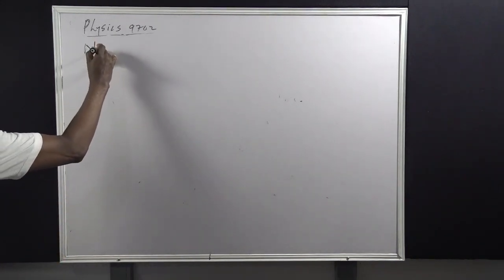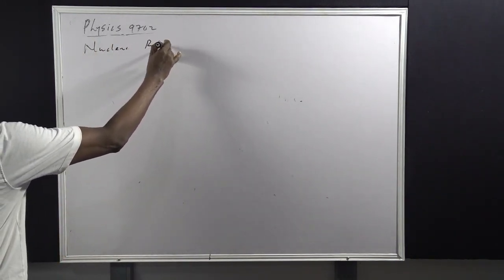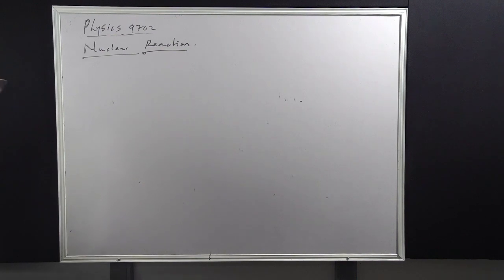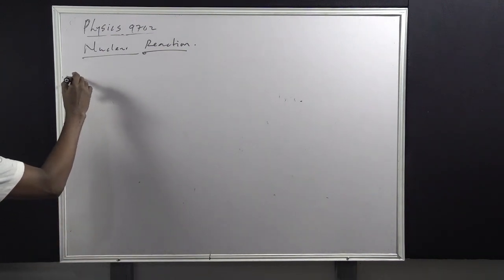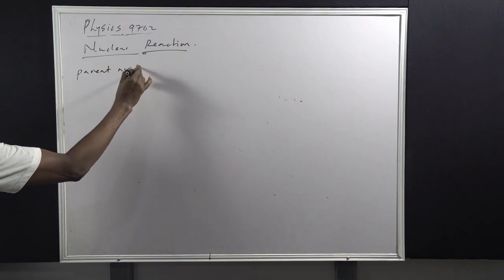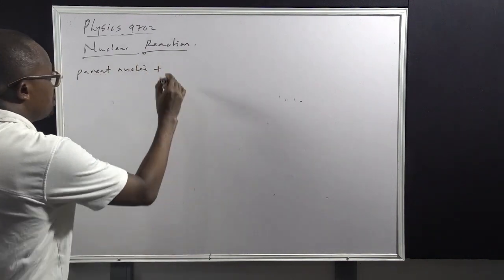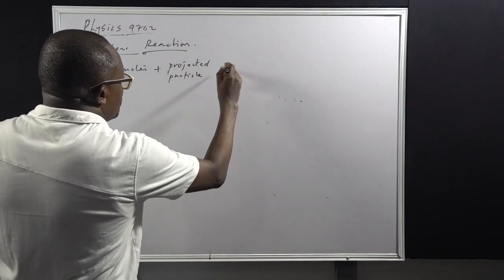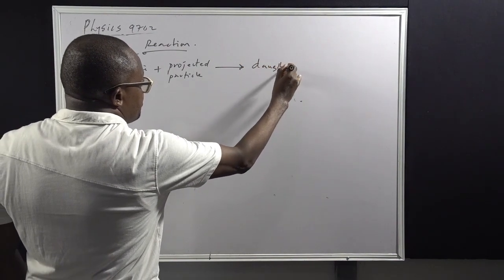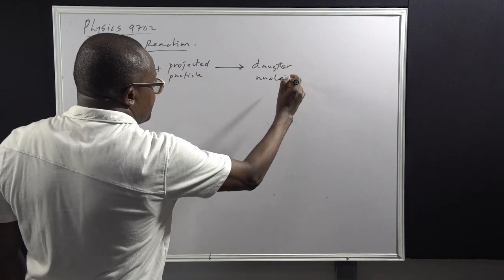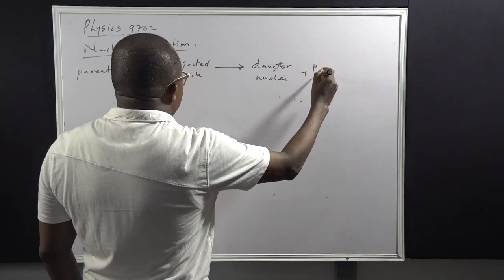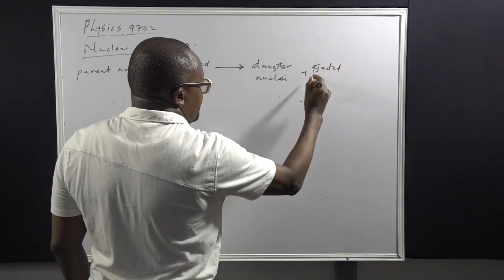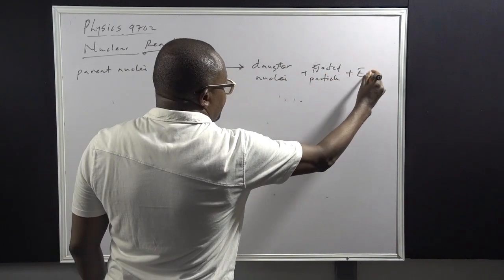Now let's look at nuclear reaction. A nuclear reaction consists of a parent nuclei bombarded with a projected particle to then produce daughter nuclei with the release of an ejected particle, then energy.